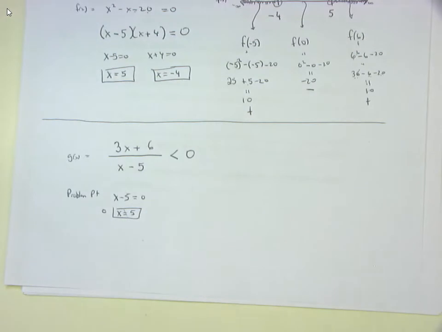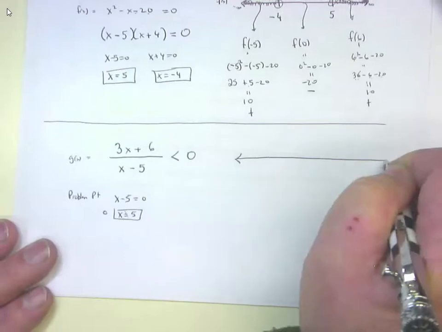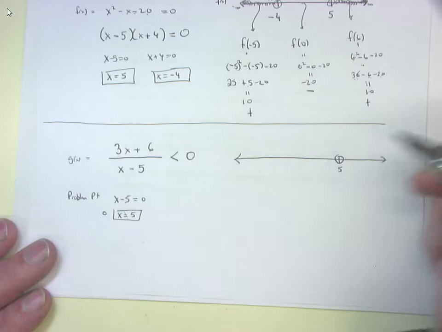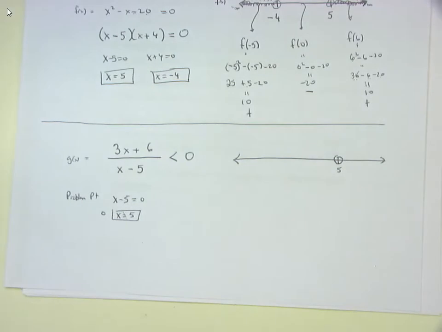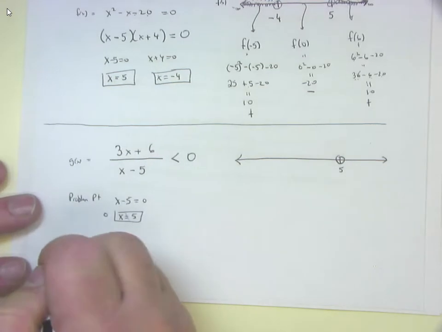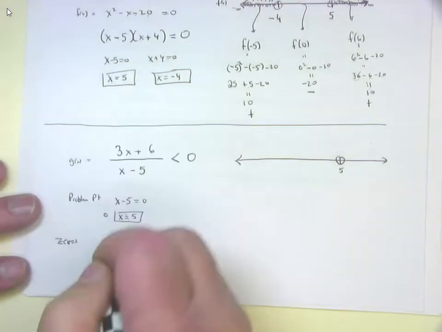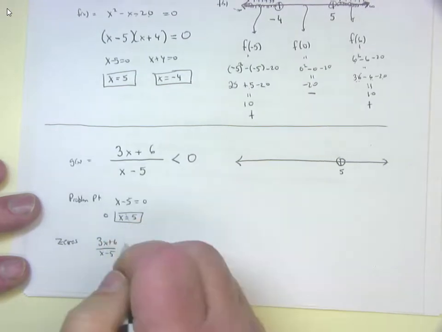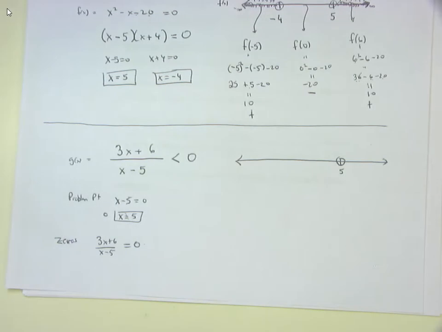Does that make sense? So I'm going to go ahead and draw my number line out here. And here is 5, and I'm going to omit him because that's a point that doesn't even exist. Does that make sense? Now the other one is I'm going to find my zeros. To find the zeros, I'm going to take my equation, 3x plus 6 over x minus 5, and instead of being less than 0, I'm just going to set it equal to 0. Now granted, this is a rational expression, but to solve this guy I'm going to multiply both sides by my common denominator to get rid of my fractions. Does that make sense? With equations, I get to do this.